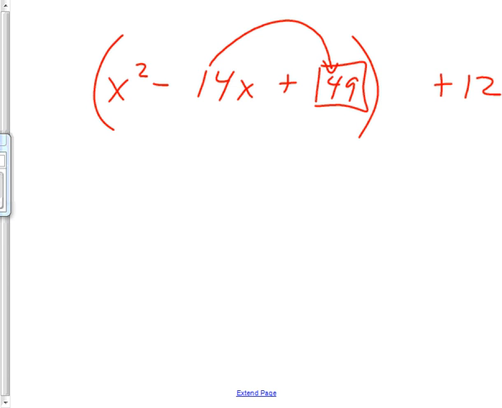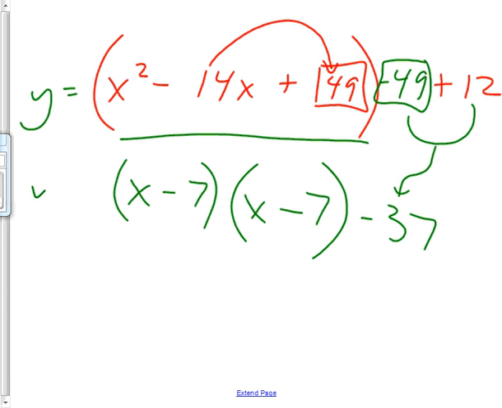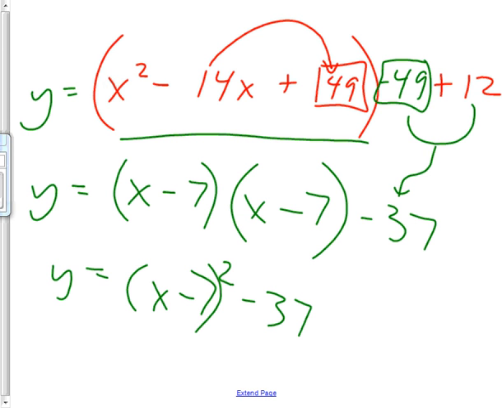49. And then, since I added 49, I got to compensate for that by subtracting 49. That cancels it out. Because if you add 49, subtract 49, it's like nothing ever happened. Then, this part here is your perfect square, just like you wanted it to be. X minus 7 and x minus 7. And then this part here just gets added together and put there. Negative 49 plus 12 is negative 37. So this guy's vertex is, I'm going to write it with a y, so it's an equation, y equals (x minus 7) squared minus 37. So it would be 7 comma negative 37.